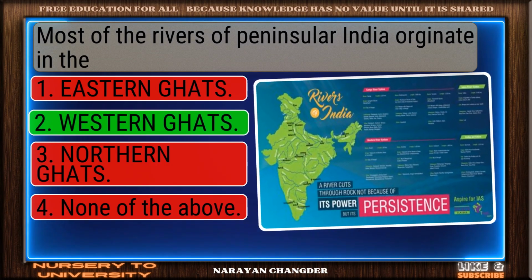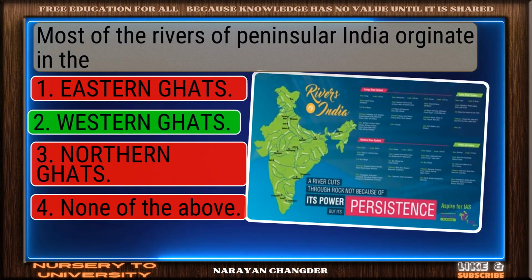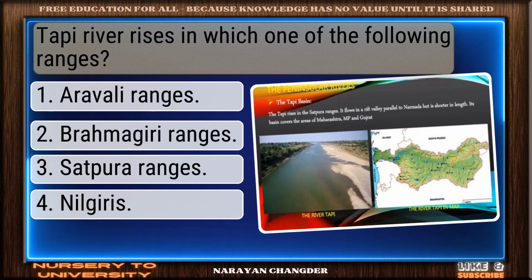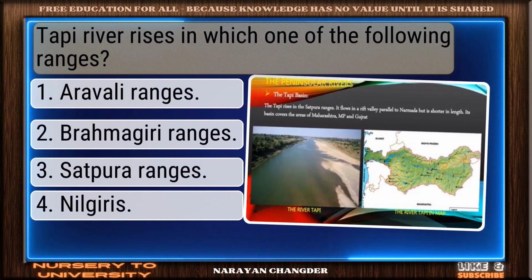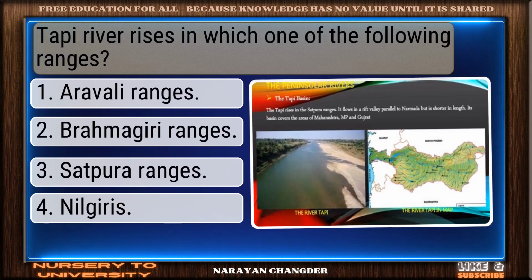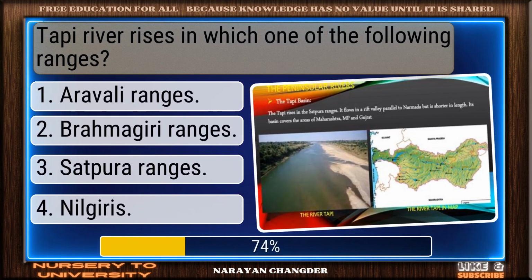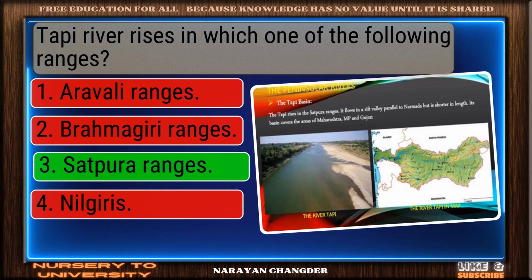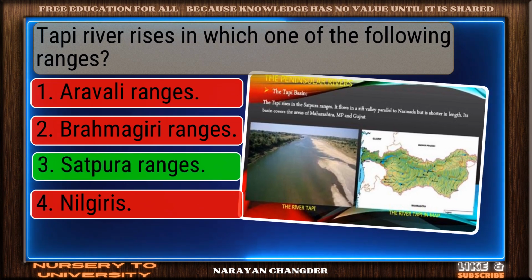Good thinking. Western Ghats is the right answer. Question number 108. Tapi River rises in which one of the following ranges? Well done. Satpura Ranges is the right choice.